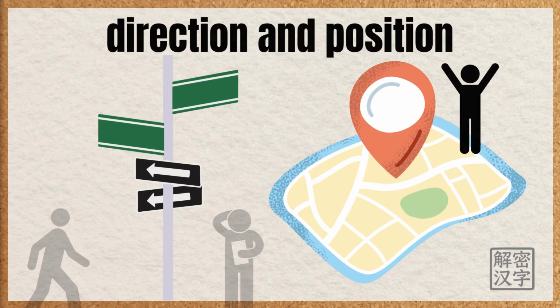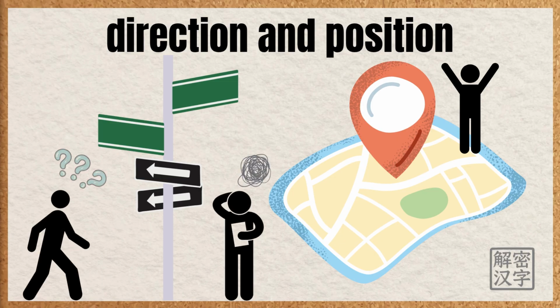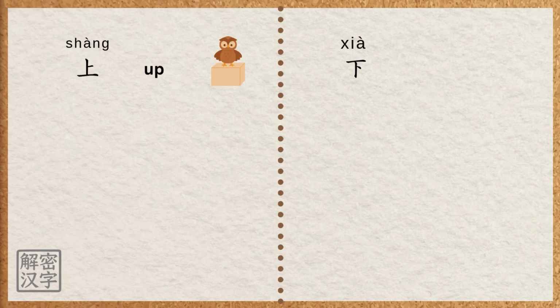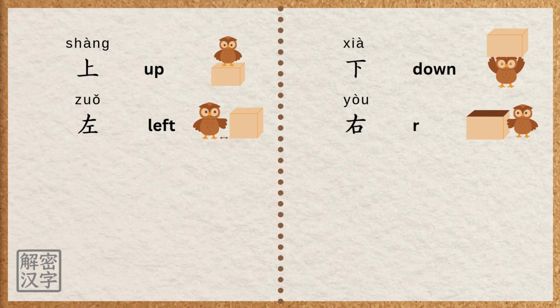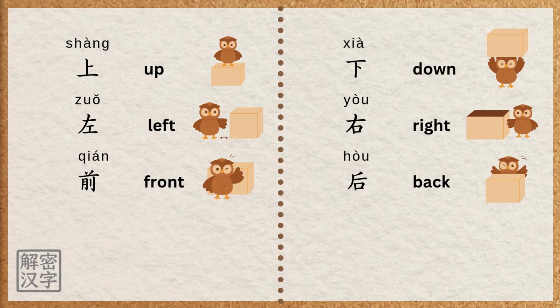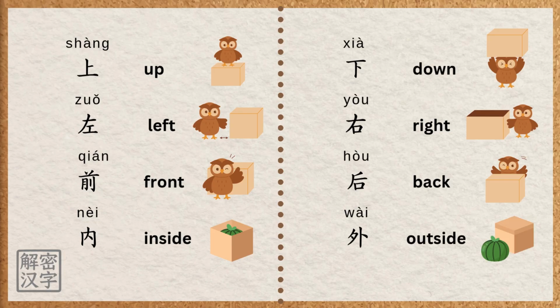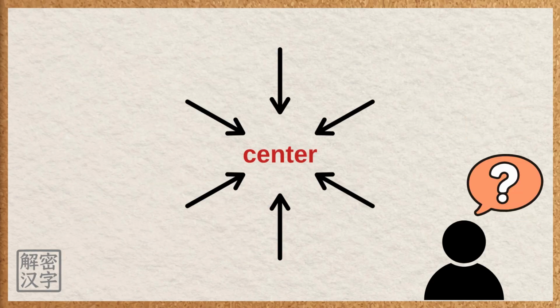In our previous videos, we've learned many Chinese characters related to direction and position. Let's do a quick review. 上 up, 下 down, 左 left, 右 right, 前 front, 后 back, 内 inside, and 外 outside. You might be wondering, what about the character that means center? That's exactly what we're learning today.